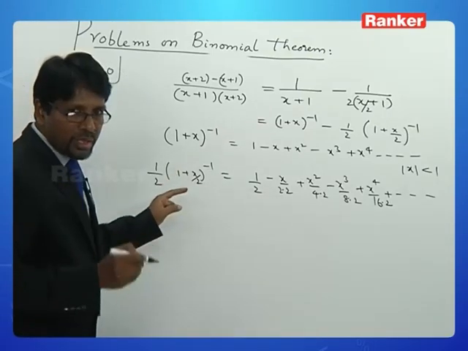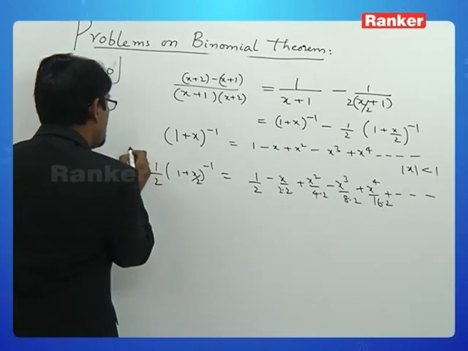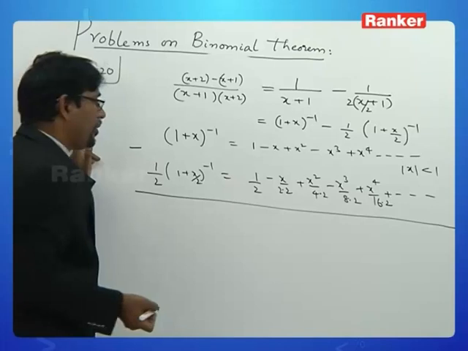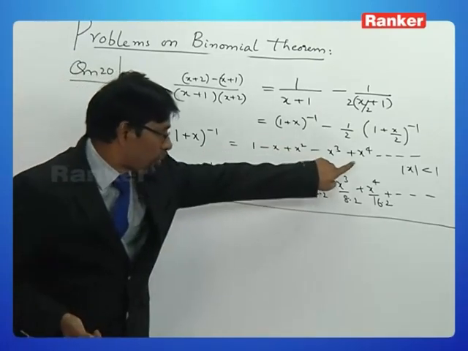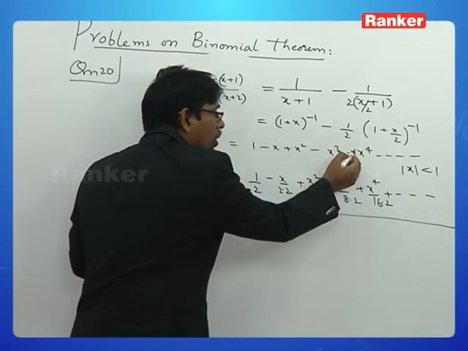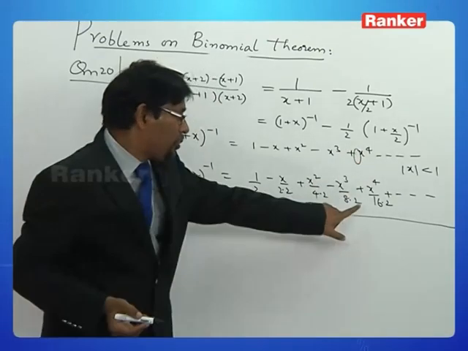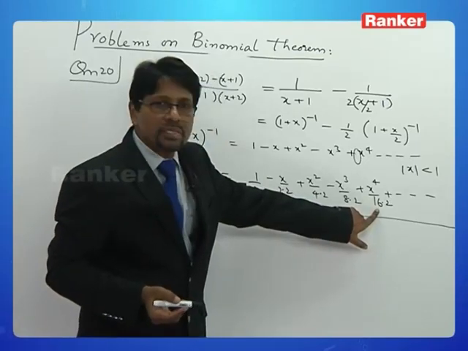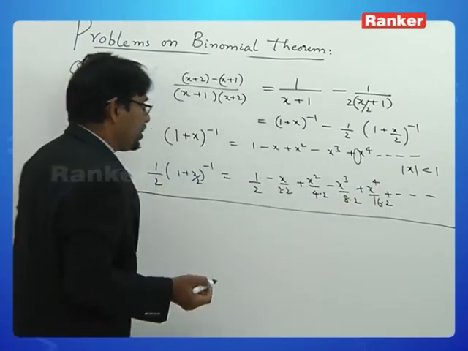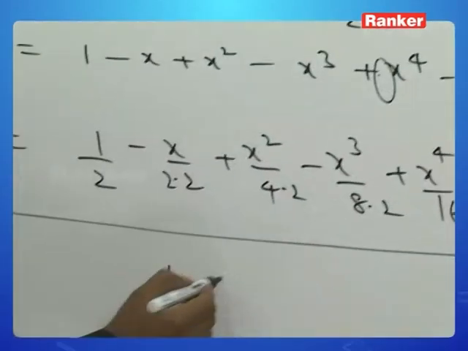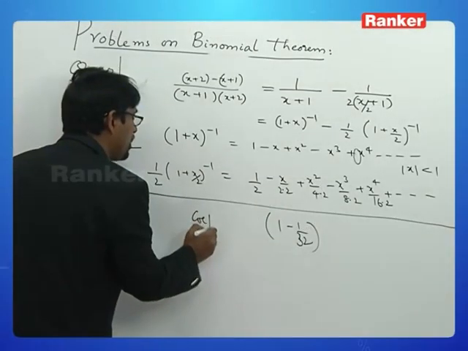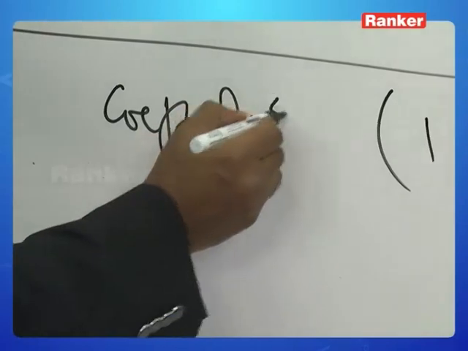Now what we were interested in is the coefficient of x power 4 in the difference of these two expansions. So we will collect only the x power 4 coefficient in the difference. What is the coefficient of x power 4 here? 1. And what is the coefficient of x power 4 in this expansion? It is 1 by 32. So that is 1 minus 1 by 32, the coefficient of x power 4 in the difference.